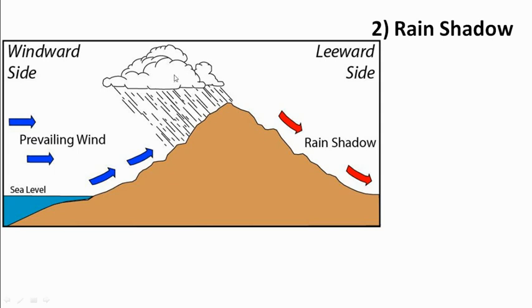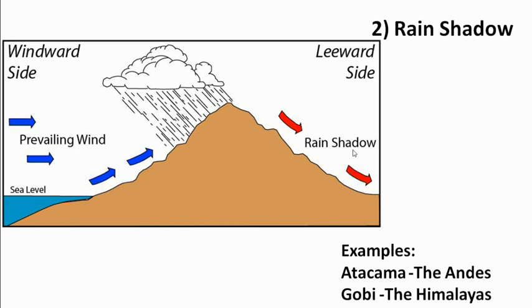But as the air gets transported across the mountains, there isn't any rain left. There's no rain left to fall in this area, and that is where these deserts are. This type of desert is called a rain shadow desert. Here are some examples. The Atacama Desert, which we looked at a little bit last week, is just behind the Andes Mountains in South America, and it's an example of a rain shadow desert. The Gobi Desert in Asia is behind the Himalayas, and the rain falls in the Himalayas and doesn't fall in the Gobi Desert. So number 2 is rain shadow.